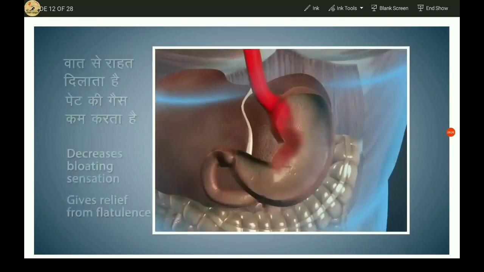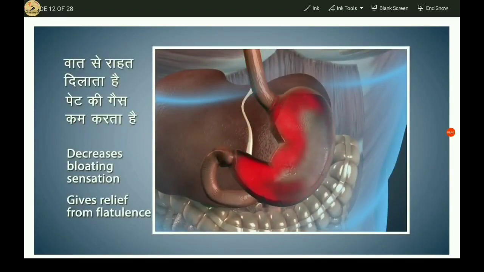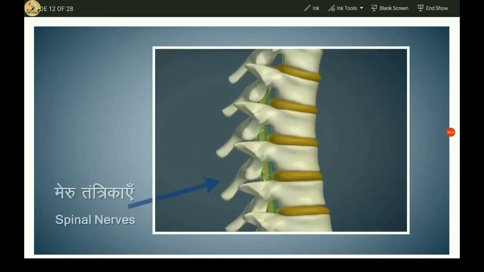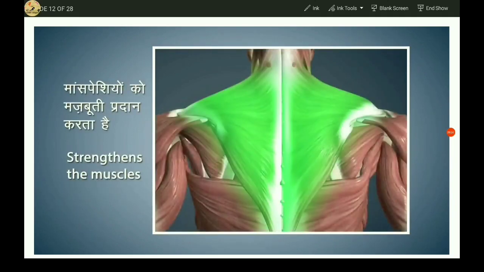Pavanmuktasana gives you relief from flatulence and decreases the bloating sensation in the abdomen. This asana cures you from constipation and improves the digestive process. Pavanmuktasana tones up your spinal nerves. This asana strengthens the muscles of your back, all the back muscles.